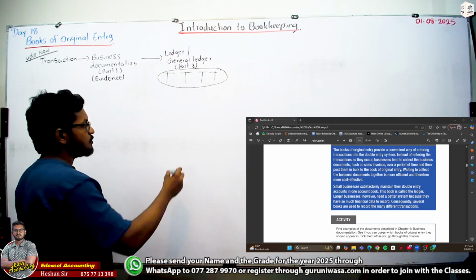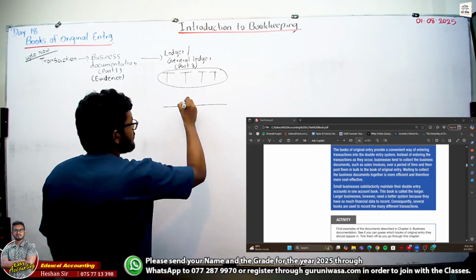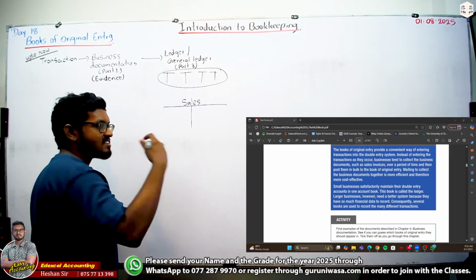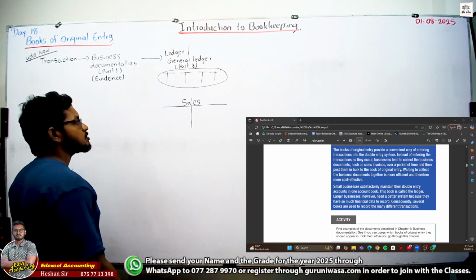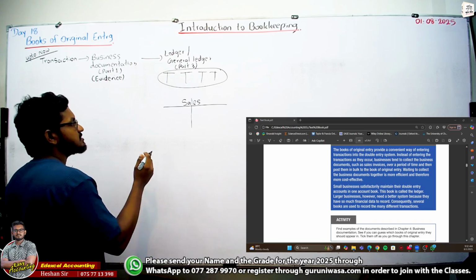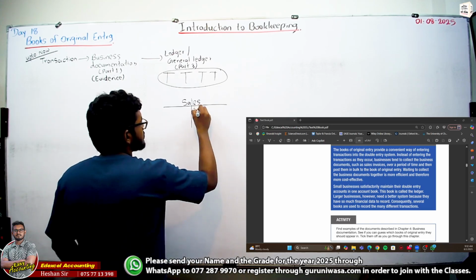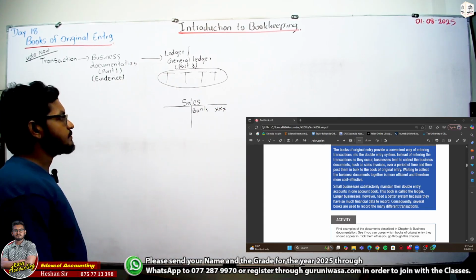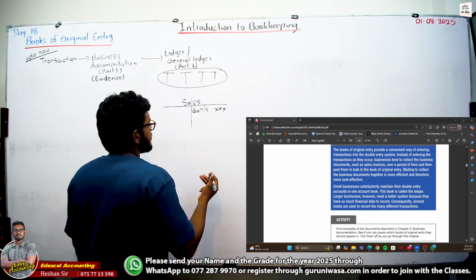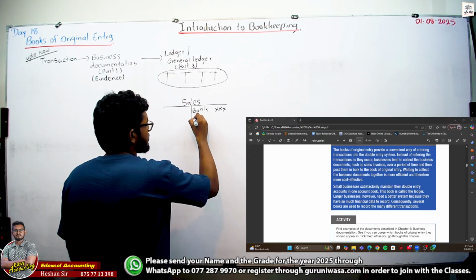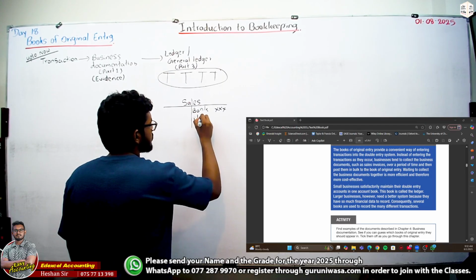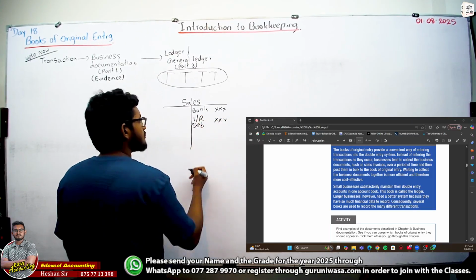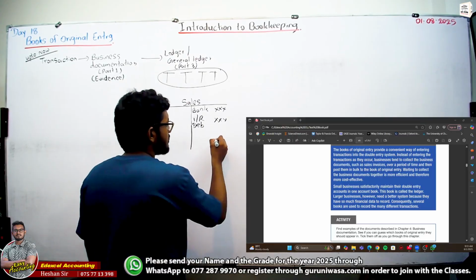For example, take the sales account. Both cash sales and credit sales come on the credit side. For cash sales, we receive a cheque: bank account debit or cash account debit, sales account credit. For credit sales, trade receivables or debtors account debit, sales account credit. Both cash sales and credit sales come under the credit side of the sales account.